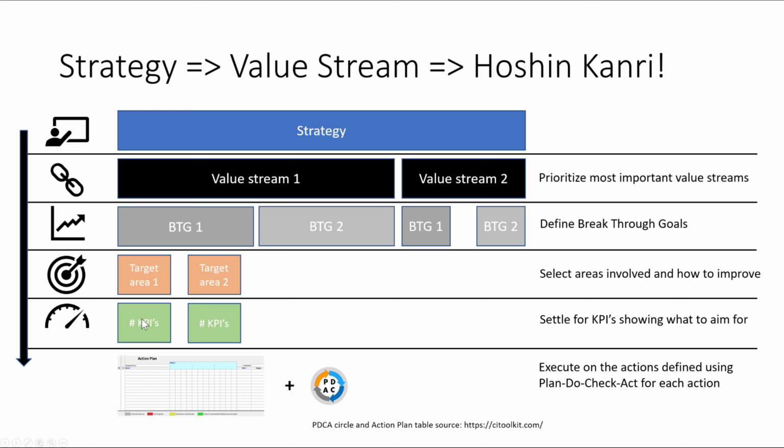But anyway, by having all these set up, the last part you do is to execute on the actions that you have to have in place in order to influence the target areas and reach the key performance indicators, and then you know you are on track. So the action plan is a list of actions that need to be done in order to focus on the target areas to reach your breakthrough goals. So this is a simple, very easy way to communicate in your organization and get people involved.